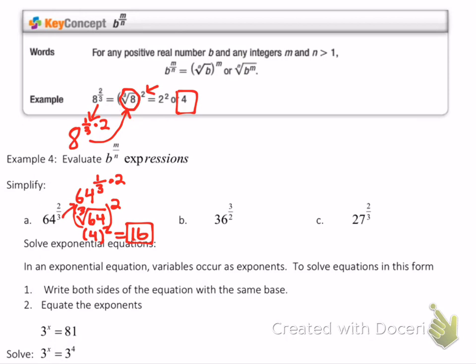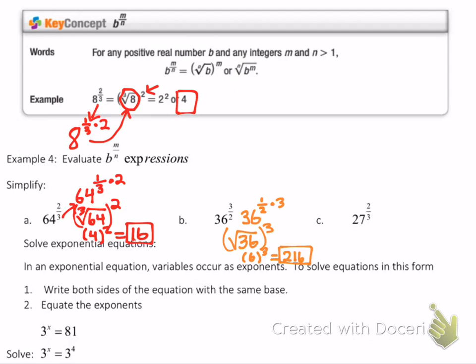Why don't you at least set up B just to see if you got the setup right. So 36 raised to the 1/2 times 3. 36 to the 1/2 power is the same thing as the square root of 36. The square root of 36 is 6, and then cubed. 6 cubed turns out to be 216. And that is my final answer.